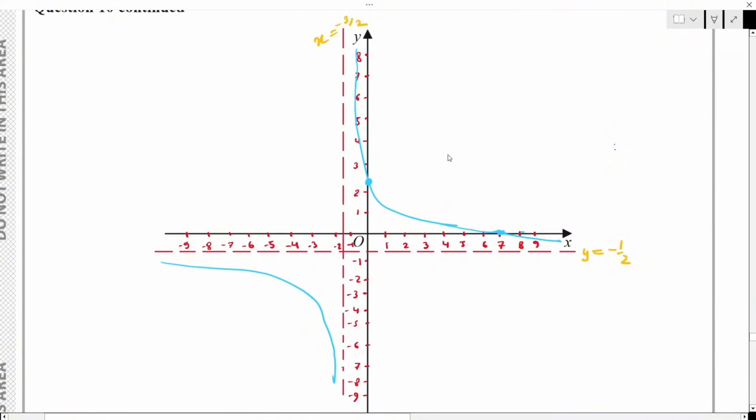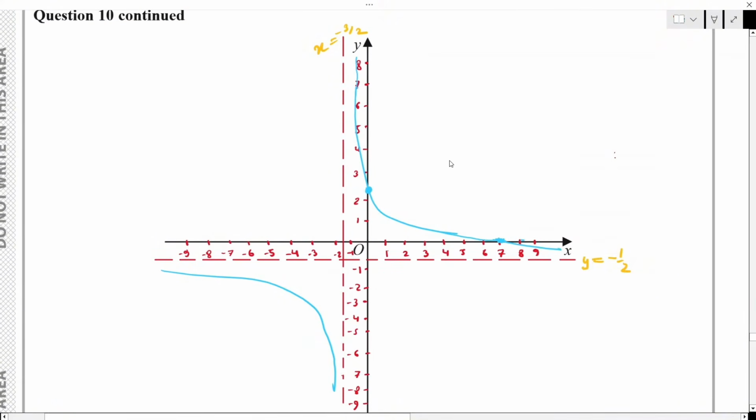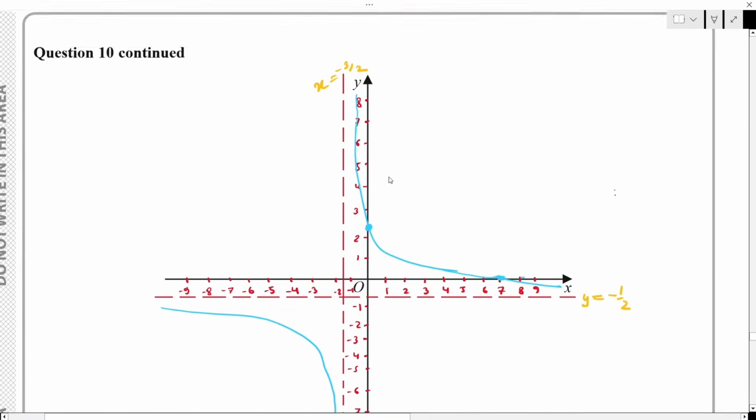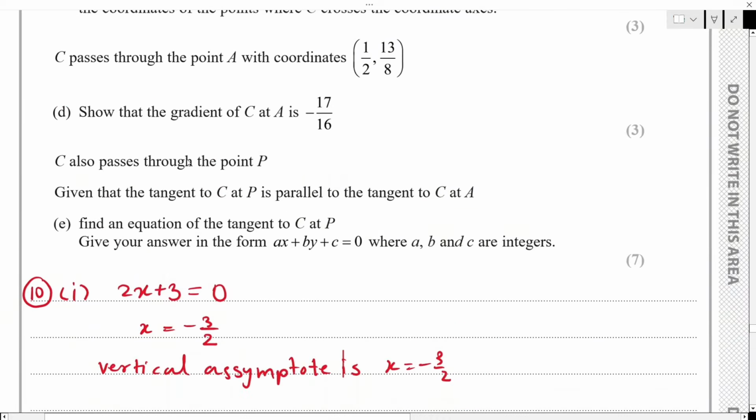So this will be a graph. This will be the graph for our function. It will have asymptotes on both of these points, and the graph will be like this. So we can now move on to our part C.